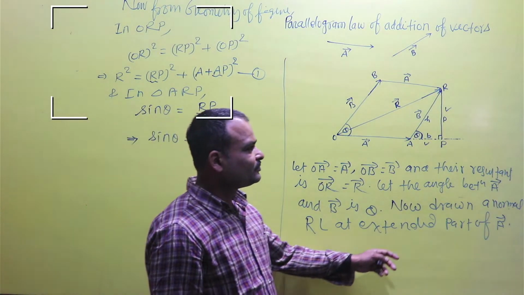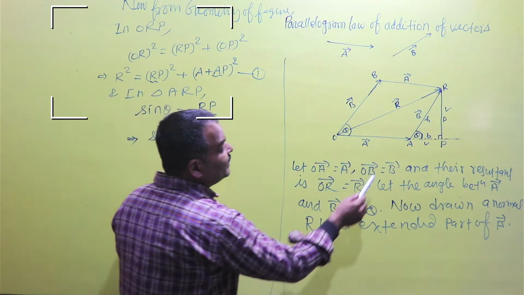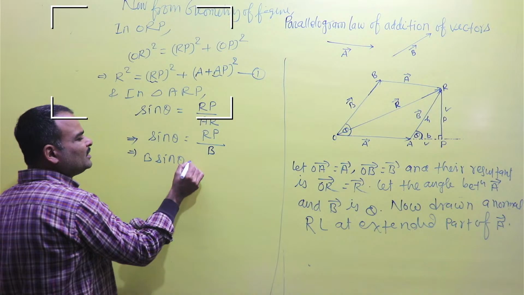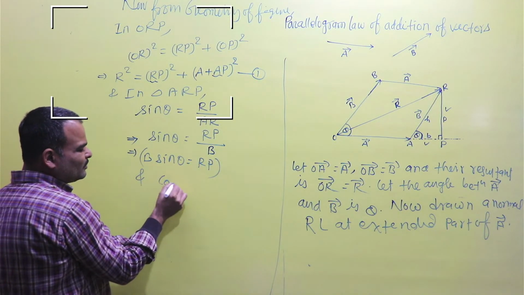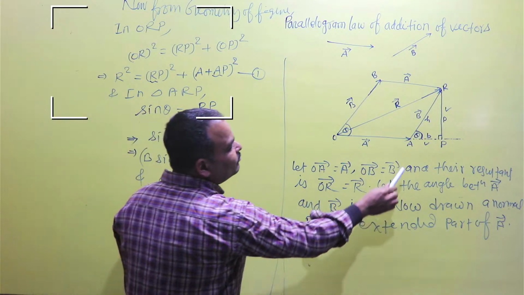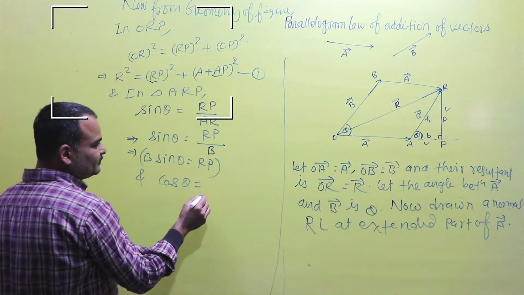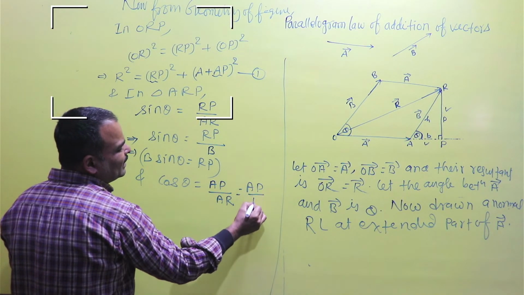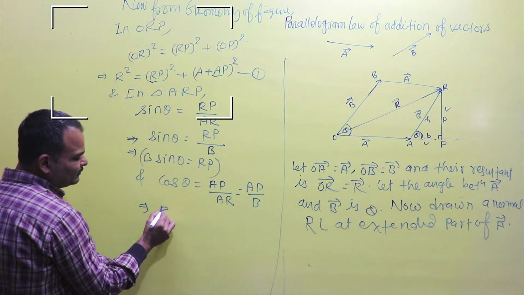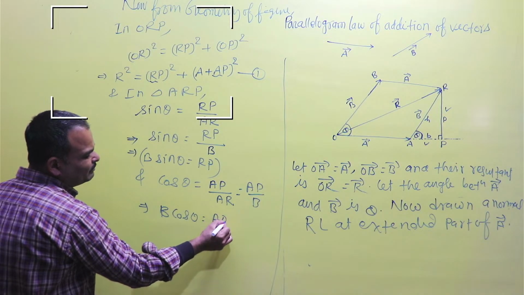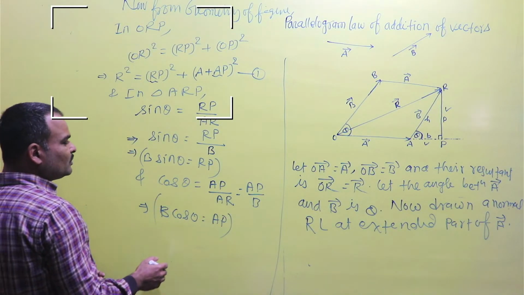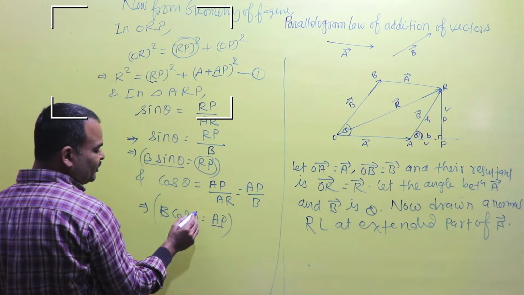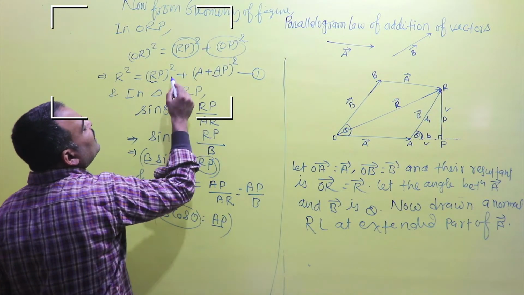What is AR? From A to R is the magnitude of vector B. So B sin theta is equal to RP, and cos theta is equal to base by hypotenuse, that is AP by AR, and AR is B. That means B cos theta is equal to AP. And we can put the value of RP as B sin theta and AP as B cos theta, and you can get the result.